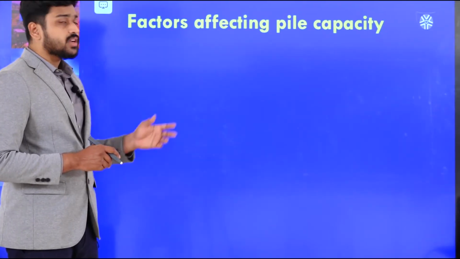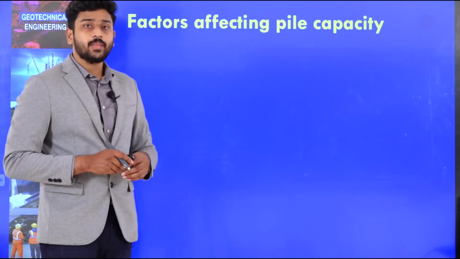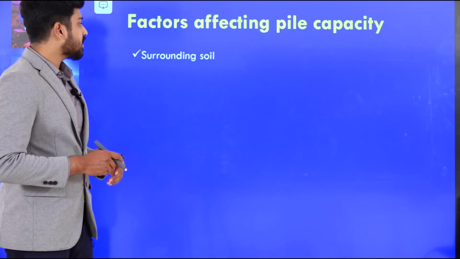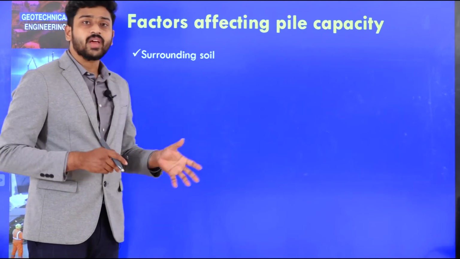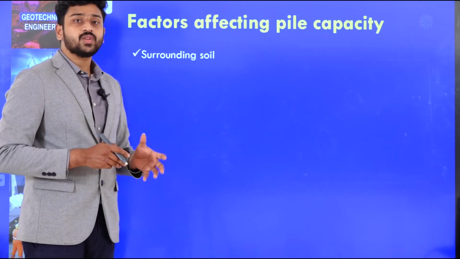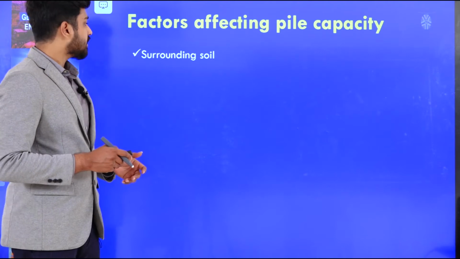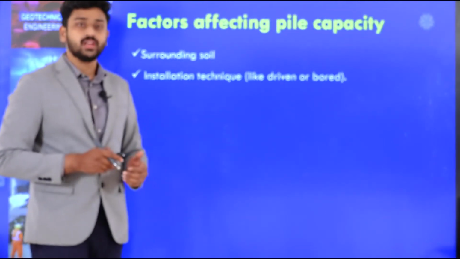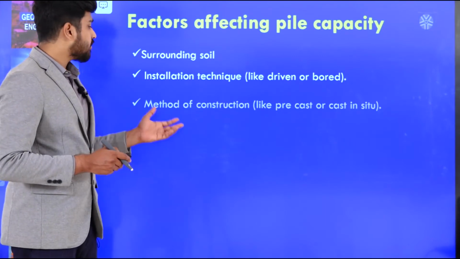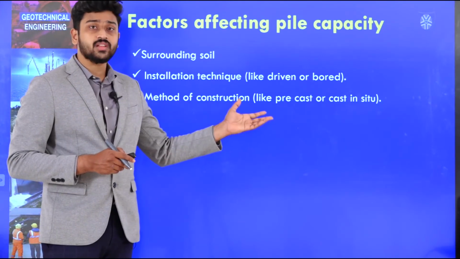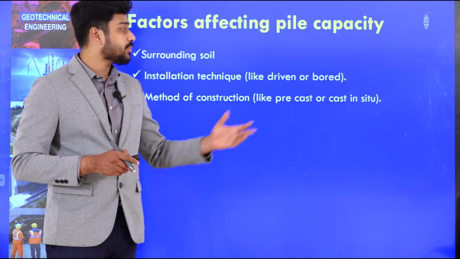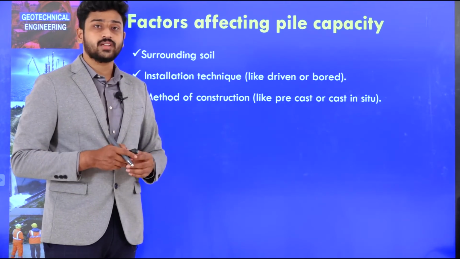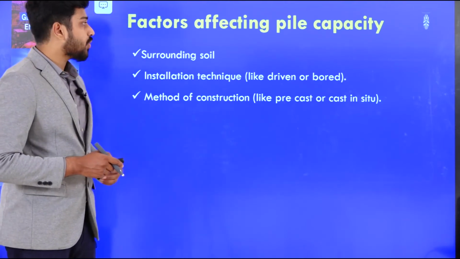Now, let us discuss the different factors that are affecting the pile capacity. If you look here, the surrounding soil may influence the capacity of the pile, and then the installation technique, like whether it is a driven or bored pile that is constructed. And then the method of construction is another factor that is influencing, whether it is a precast one or it is cast in situ, that also is an important factor.